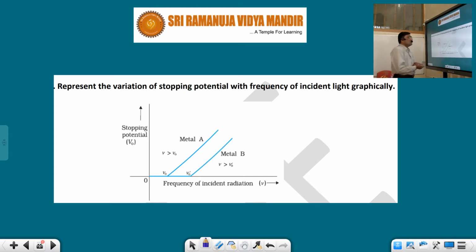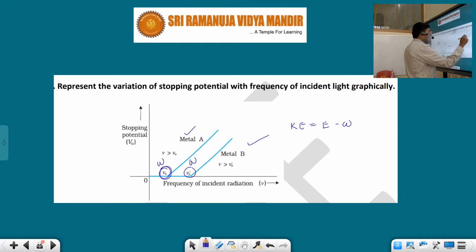So these are two metals, metal A and metal B. These two have different threshold, different work functions. This is the meaning. We already explained for you. K is equal to h nu minus W. So frequency of radiation, that is equal to h nu minus h nu naught. So this is eV naught.